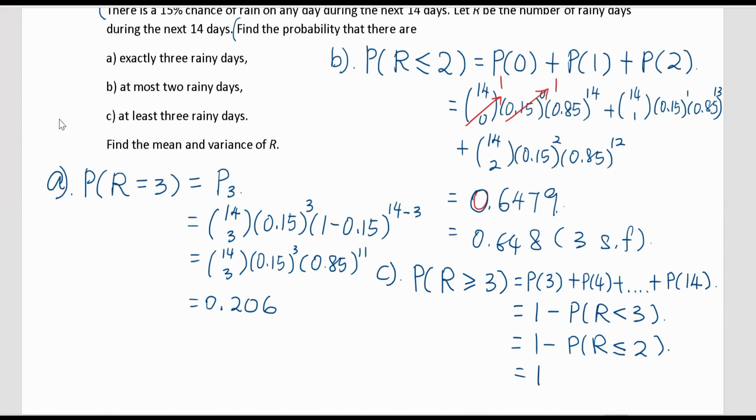So the probability that the number of rainy days is less than or equal to 2 is the answer I found in part B, 0.6479. So 1 minus that, the answer for at least 3 rainy days will be 0.3521. Rounded off to 3SF, 0.352. So that is part C, finding the probability.